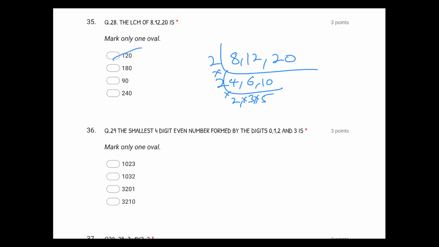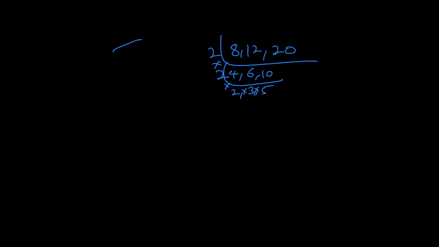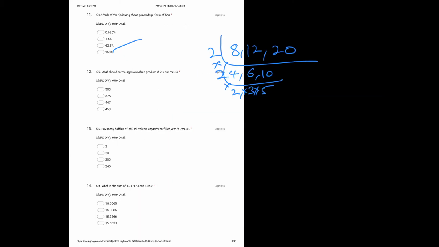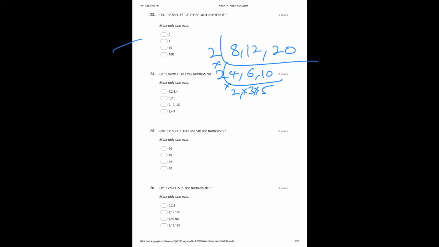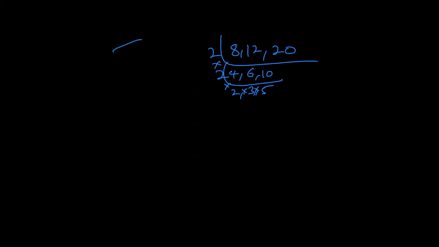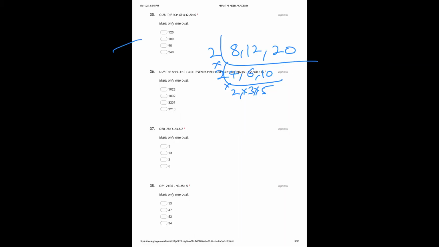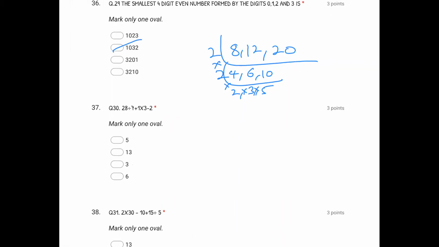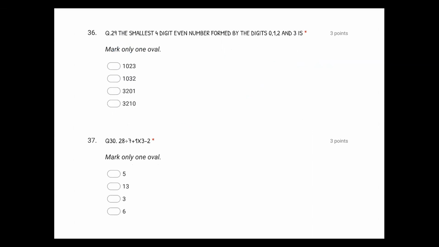120. Here they're asking the smallest 4-digit even number. Even number they're asking here. If you observe, the smallest 4-digit number is 1023, but it is not even, so you have to exchange: 1032. The answer is 1032, the smallest even number.